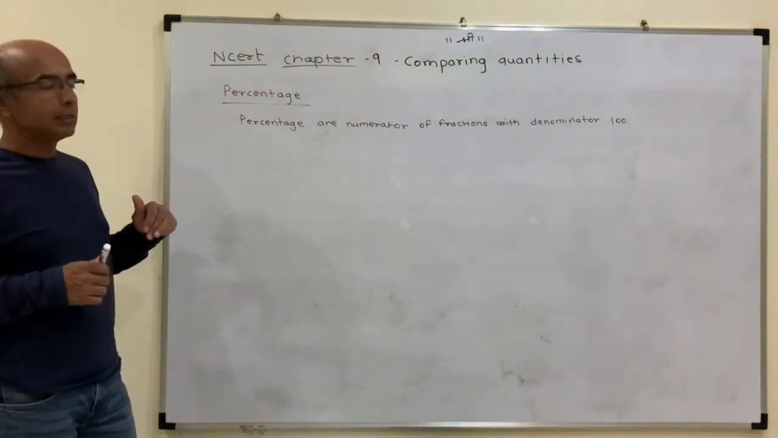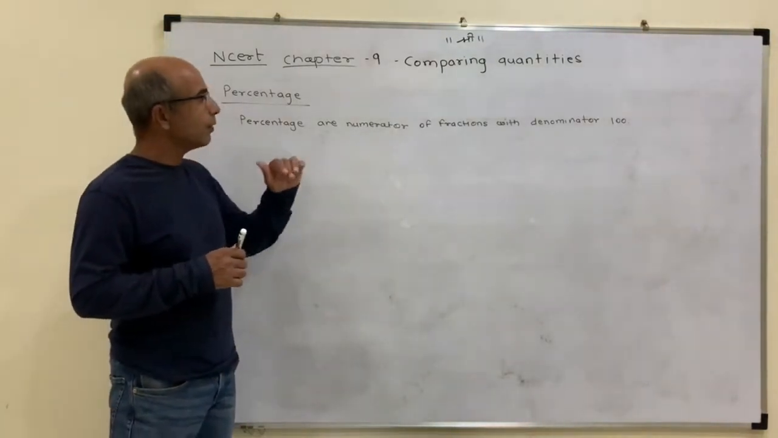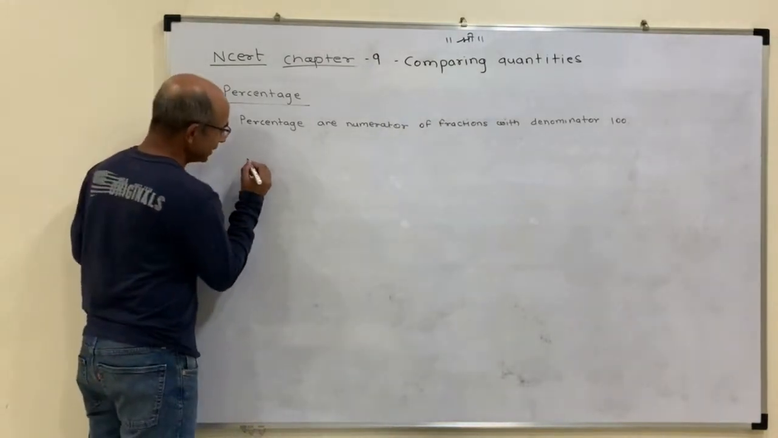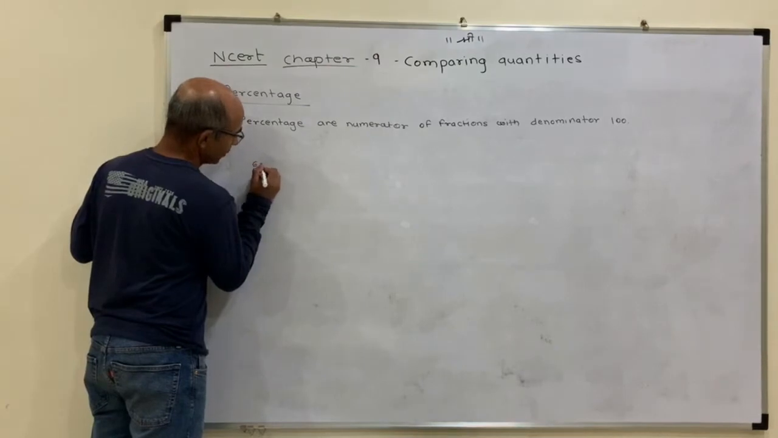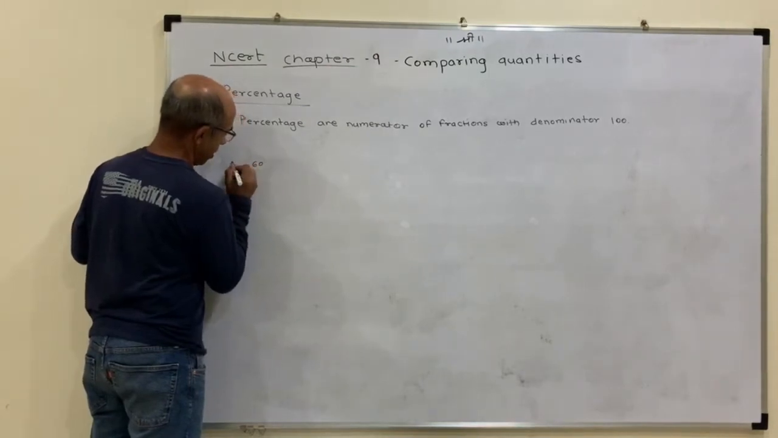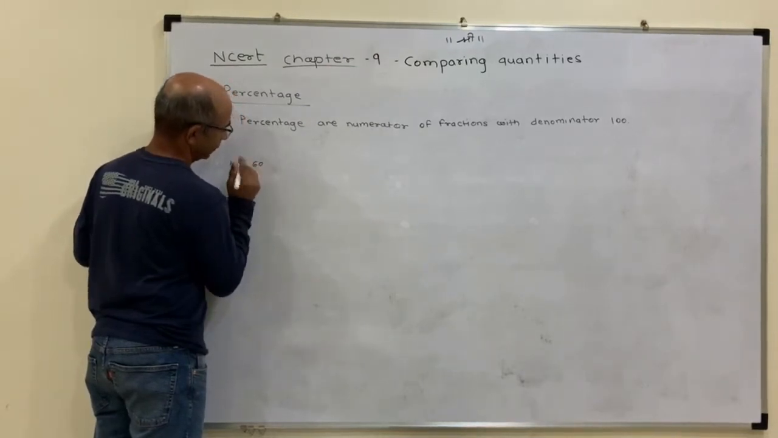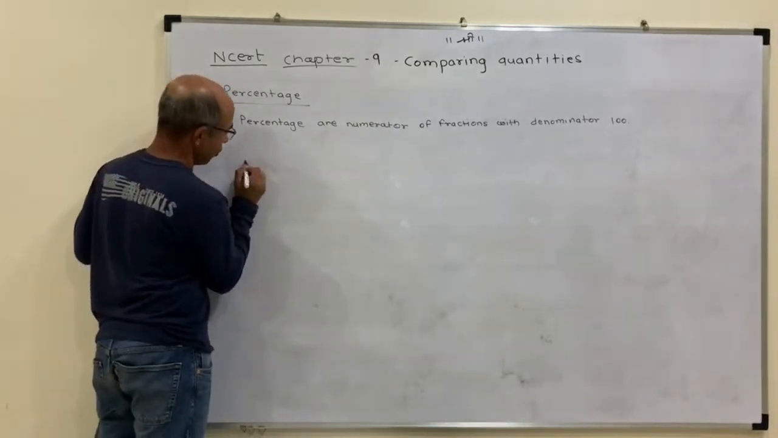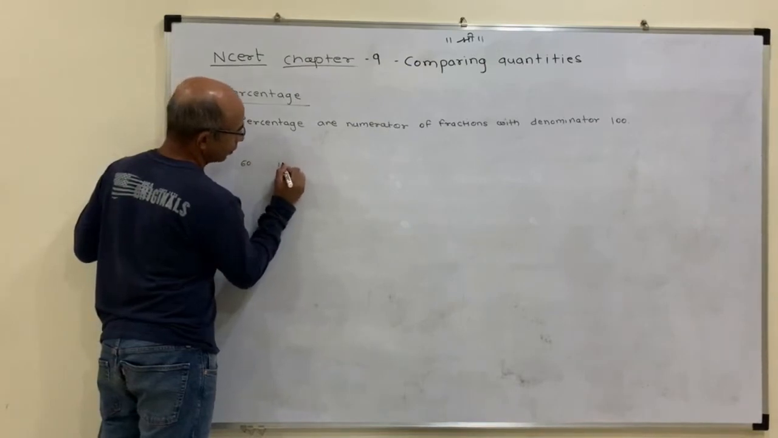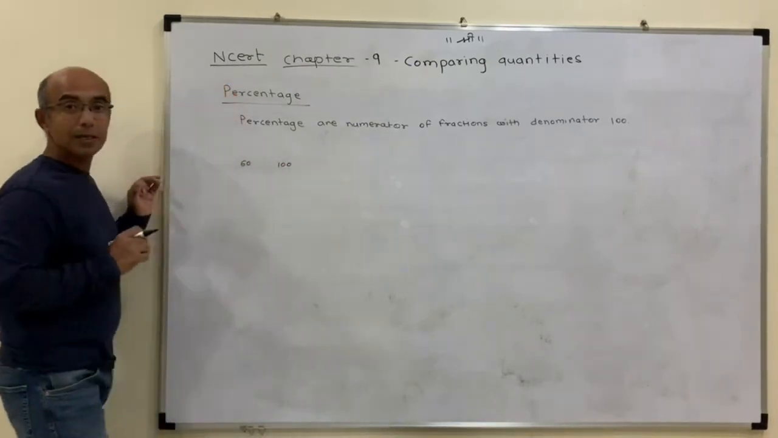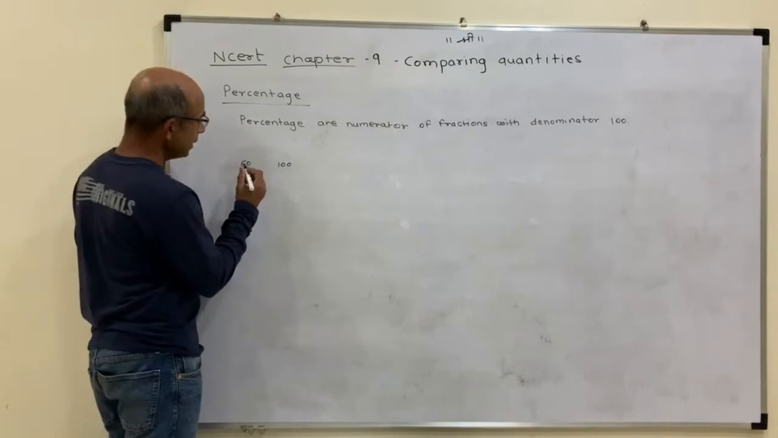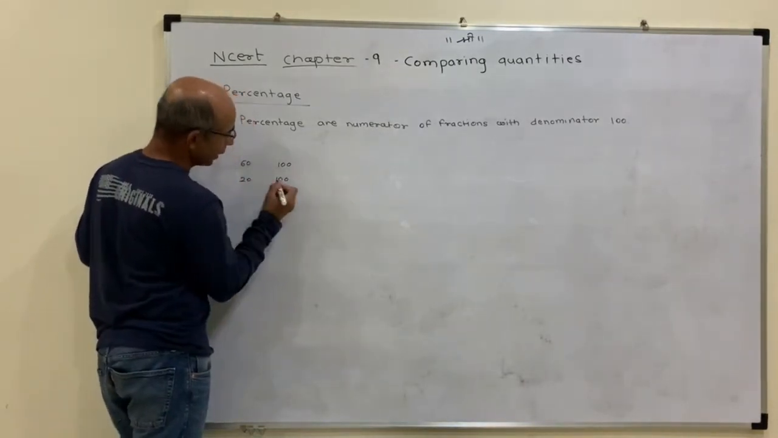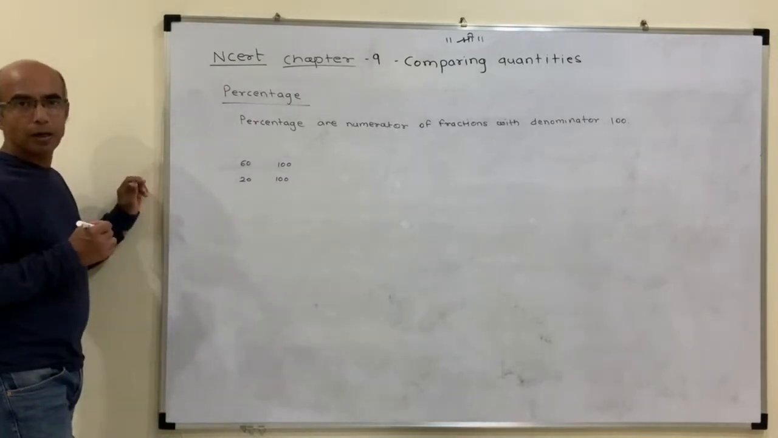So what is percentage? Percentages are the numerators of fractions with denominator 100. So when I say 60%, this comes out to be 60 on 100. You can say I scored 60 out of 100, so that comes out to be 60%. When I say 20%, that means 20 out of 100.